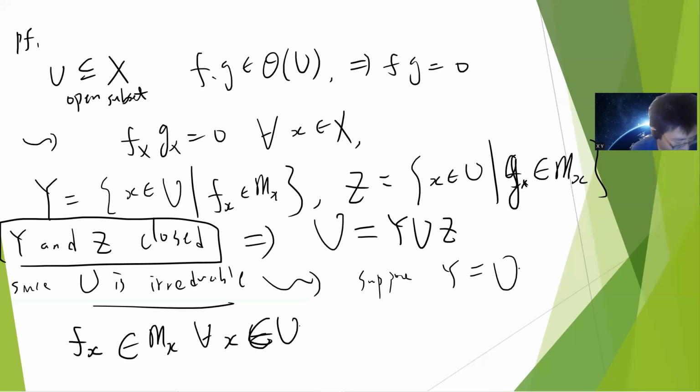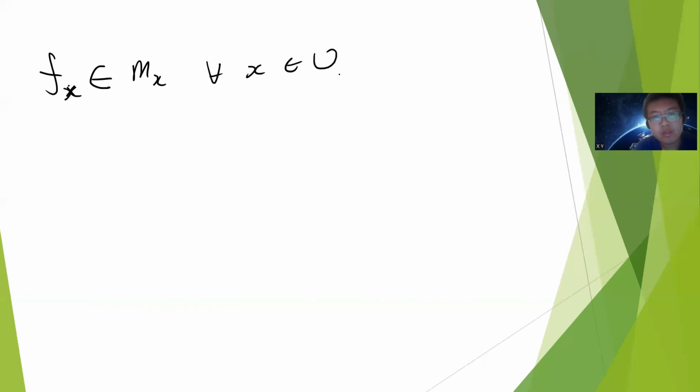Okay, but what does this mean? So now you are saying that f(x) belongs to m_x for all x belonging to U. Let me just go to another page. But remember, U is an open subset of the scheme, right? So I can consider the affine subset. So let's consider the affine.